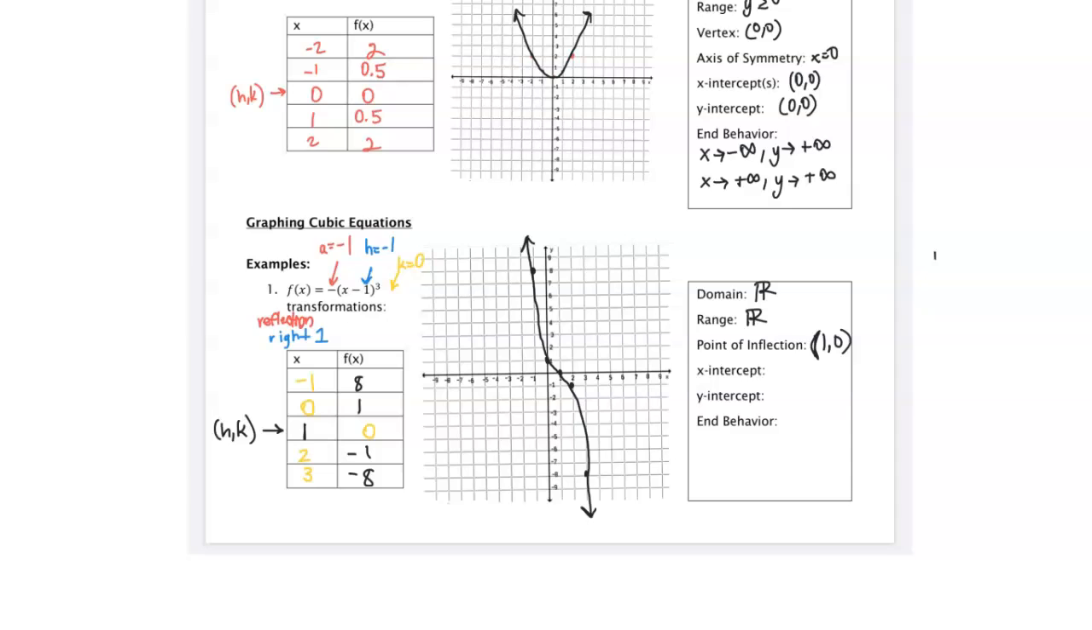Our x-intercept, on the x-axis, we cross here at 1, 0. And our y-intercept, we cross right here on the y-axis at 0, 1. Our end behavior, as x is going towards the left, our graph is going up, so that's to positive infinity. And as x is going towards the right, we're going down with our graph, so we're going towards negative infinity.